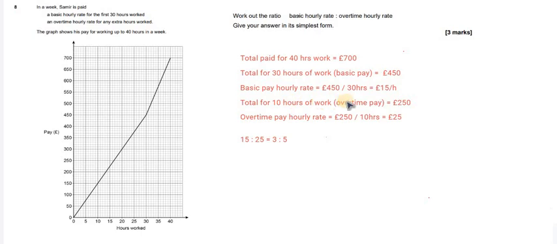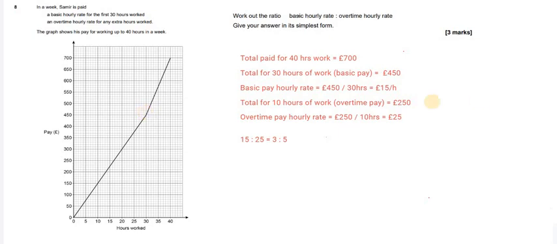Total for 10 hours of work overtime pay, where did that come from? After 30 hours of work, he works up to 40 hours. So an extra 10 hours is overtime. Now, for that 10 hours of work, that's when it shoots up to 700. But 700 is not the overtime pay. It's 700 minus 450. That's where the 250 comes from for overtime pay.